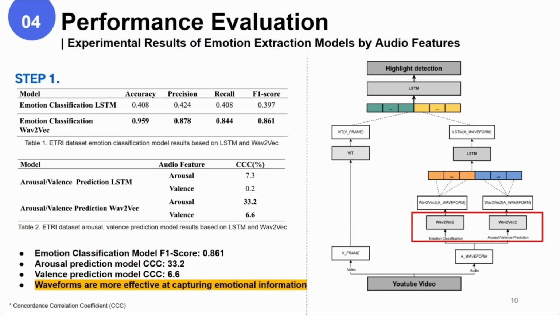As you can see from the table, in audio emotion classification, wav2vec's F1 score was more than twice as high as LSTM. Likewise, in the case of arousal and valence prediction models, wav2vec showed a much higher CCC. So, we can conclude that waveforms are much more effective at capturing emotional information, and wav2vec was used in the final model.